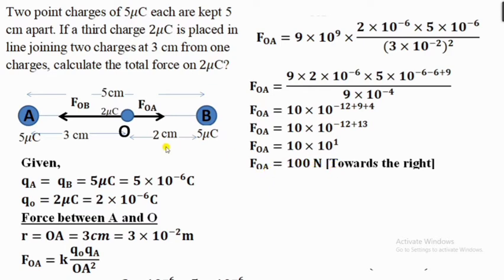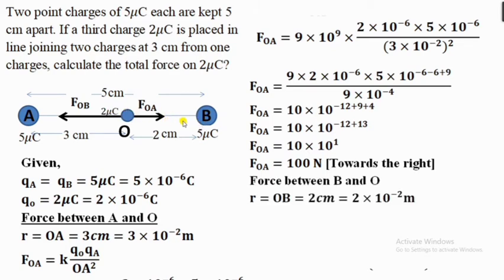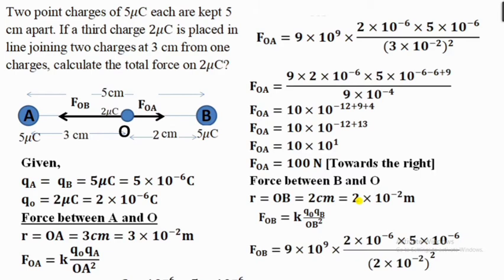Now I have to give the direction. So direction is towards the right. Now similarly, for the force between B and O, the distance will be different. So R is OB, that is 2 centimeter. Similarly I'll put the values. I'm solving it the same way I solved the previous one. So this 4 will go up and I'm getting 225 Newton, and this is towards the left.